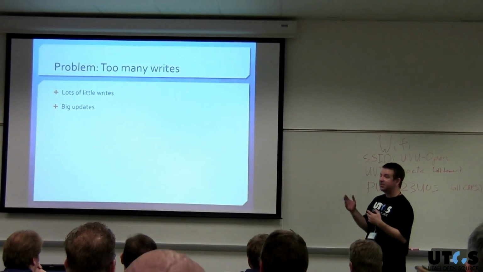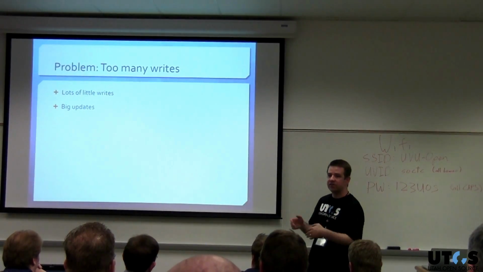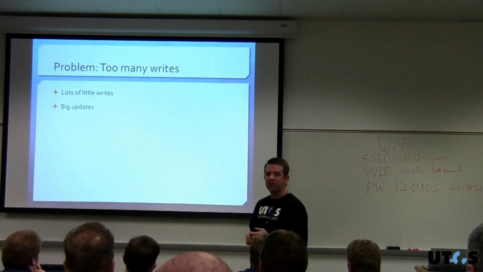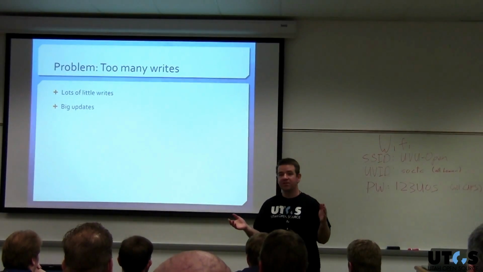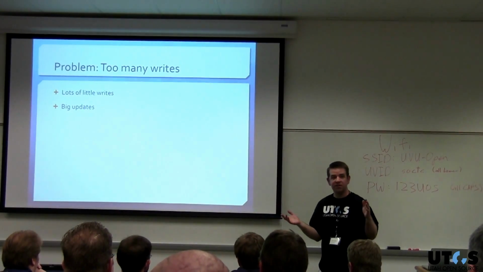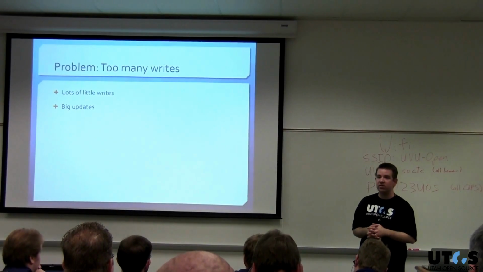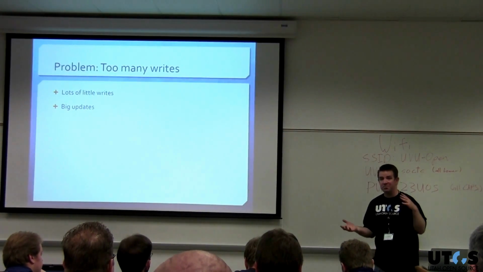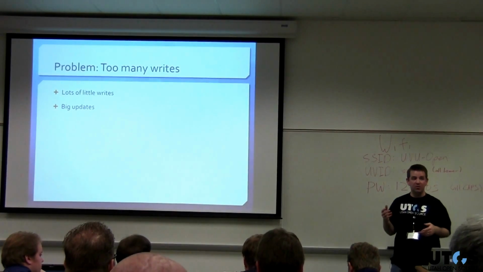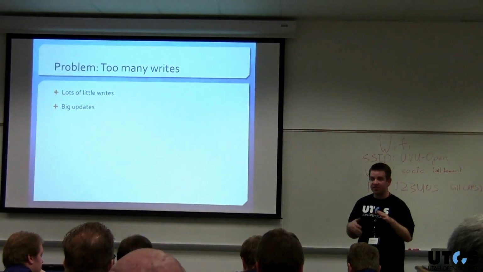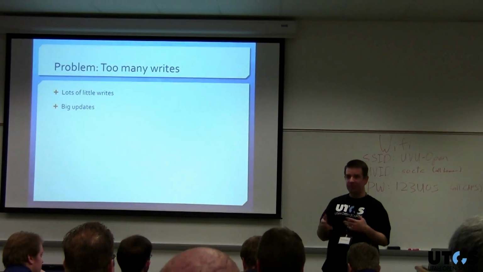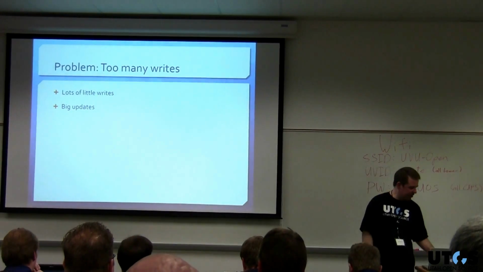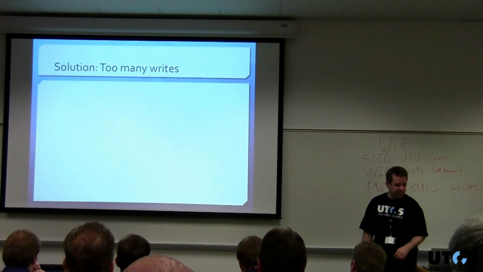Sometimes it's not that you're doing lots of little writes, it's that you're doing big writes. You're just updating the whole table all at once. There are lots of reasons you might have to do that, but that can be a problem. You're basically tying up the whole table, whether it locks up or not, it's still using a lot of resources, making things slow.